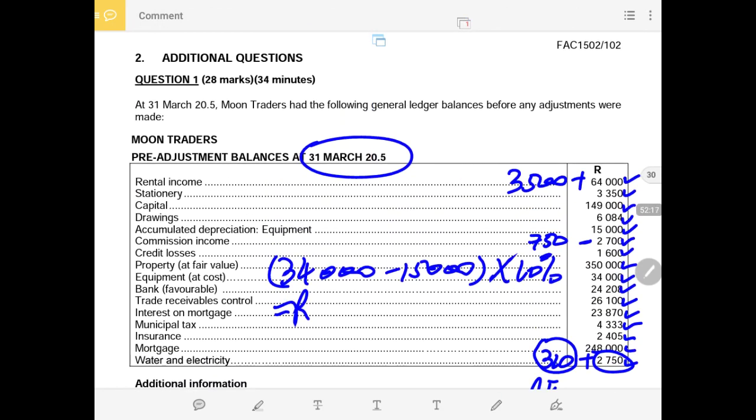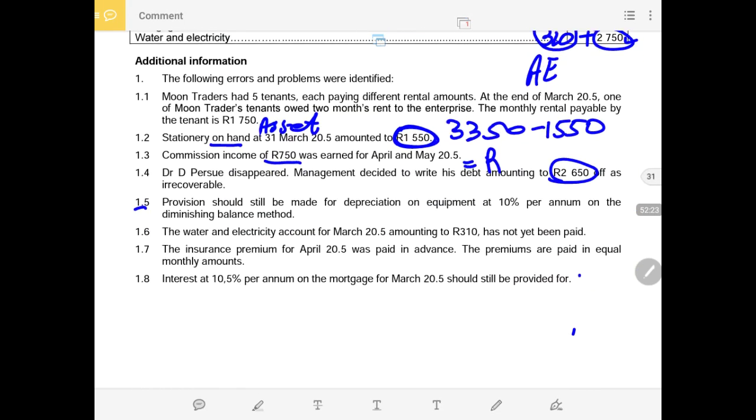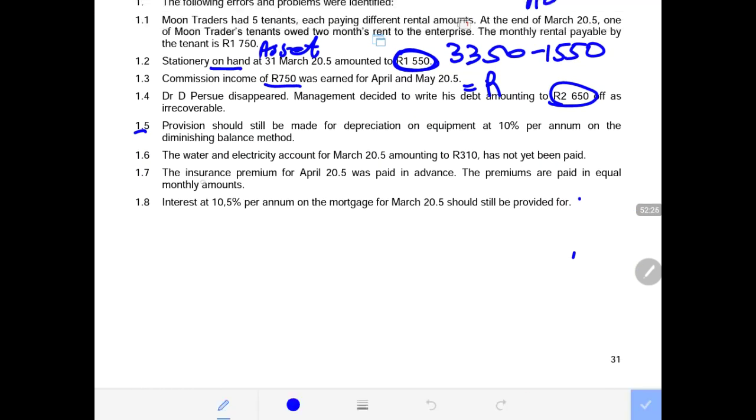Our accounting period ends when? It ends in March. So the minute we speak of April, it's not this accounting period, but we need to account for it. They say the insurance premium for April was paid in advance, meaning it was paid in March, but it's for April. The premiums are paid in equal monthly installments. Thank you for that one, because it aligned with what I've emphasized in the accrual basis video. Now they say the premiums are paid in equal monthly installments.